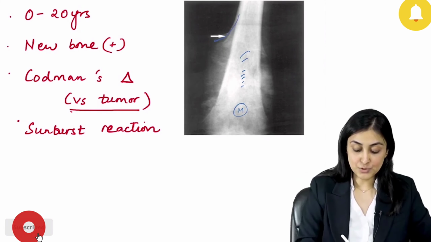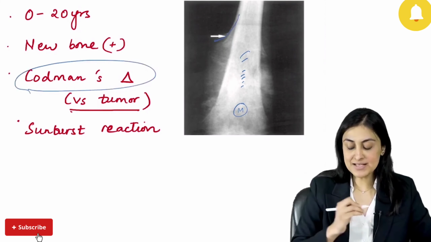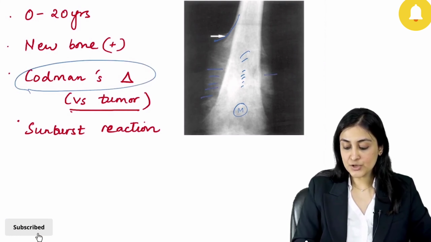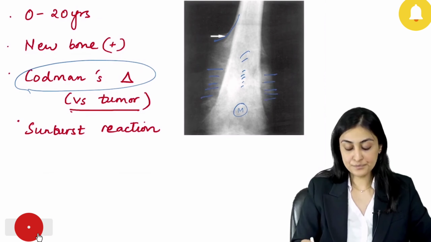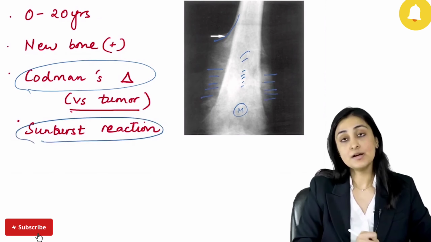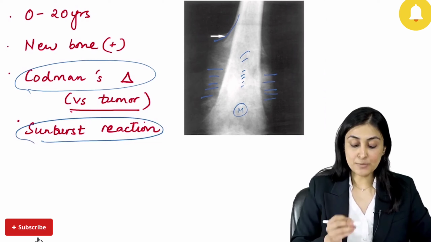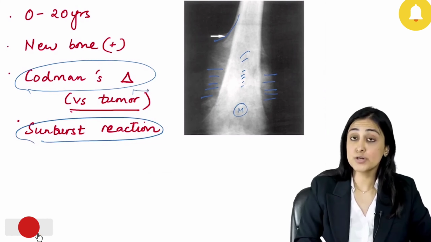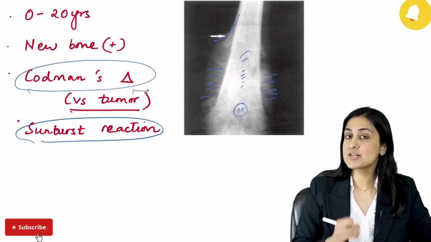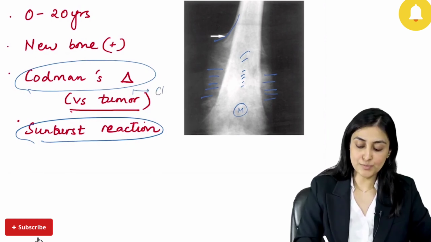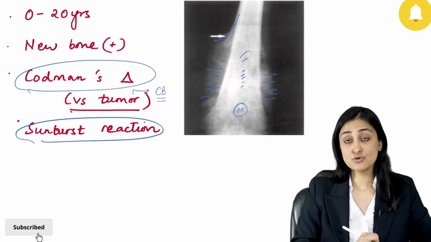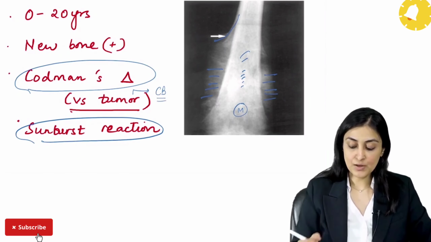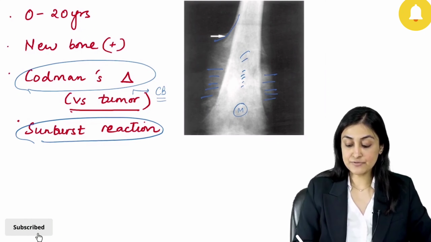This lifting up of the periosteum is referred to as the Codman's triangle. And you also see these new bony spicules which are growing perpendicular to the bone. This is called the sunburst reaction. Now, what is the Codman's tumor? Remember Codman's triangle versus the tumor. Codman's tumor was our epiphyseal tumor starting with a C. So, that is chondroblastoma. It's chondroblastoma which is actually called the Codman's tumor. Do remember this trivia. Okay, so this is your aggressive metaphyseal tumor.